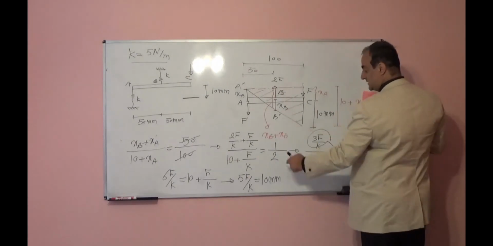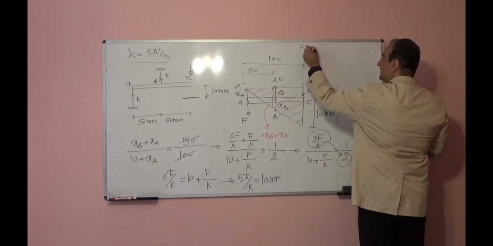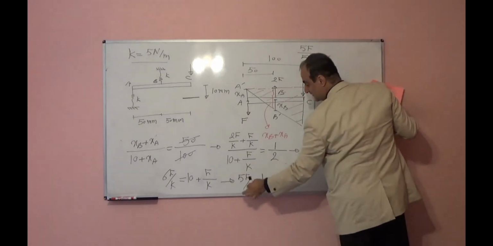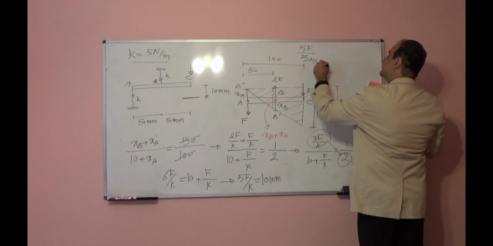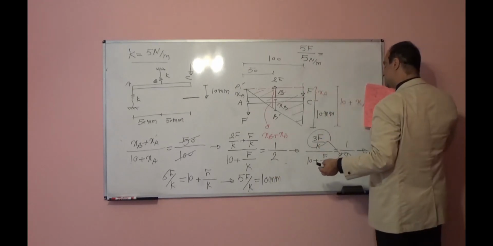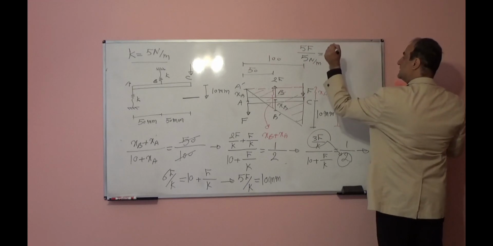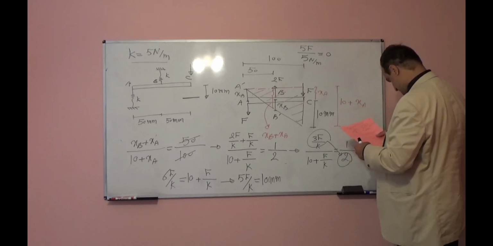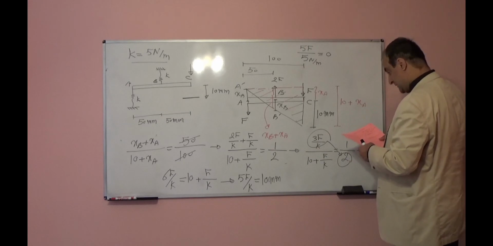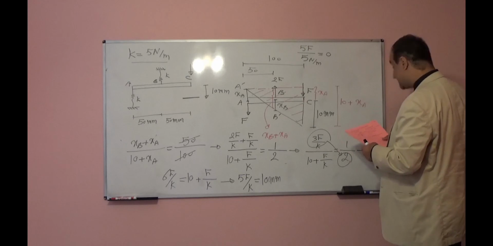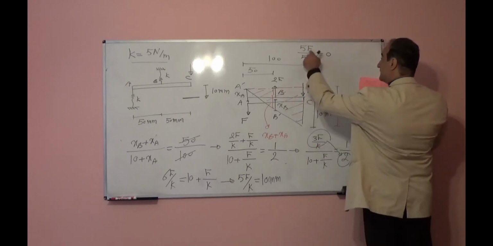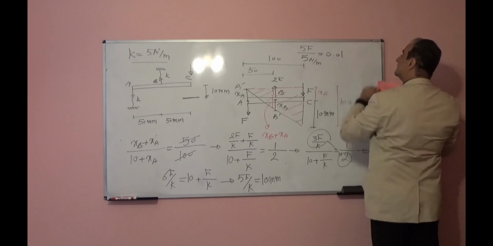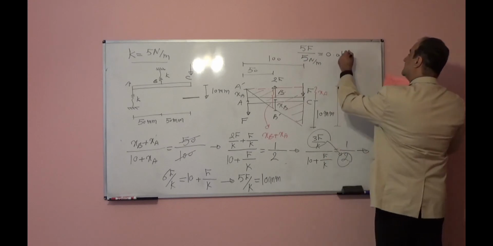So I can write this here, 5F. Instead of K, I can put 5F divided by K, it is 5 Newton per meter, is equal to 10 millimeter. If I convert millimeter to meter, let's see everything is right. So 5F over K is equal to 10. So this will be 5F divided by 5 is equal to 10 millimeter. 10 millimeter will be 0.01 meter.